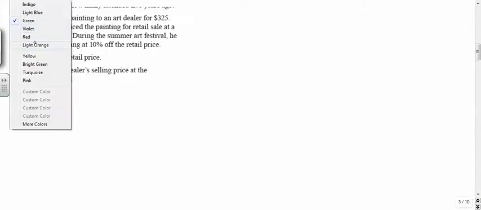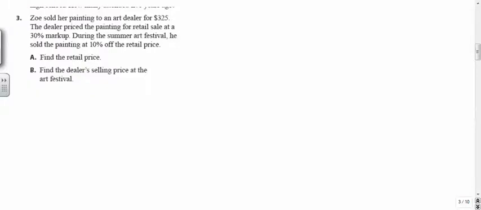Okay, Zoe did what? Hold on, let me choose a color here. Zoe sold her painting to an art dealer for $325. The dealer priced the painting for retail sale at a 30% markup. During the Summer Art Festival, he sold the painting at 10% off the retail price. A. Find the retail price. B. Find the dealer's selling price at the art festival. Okay?